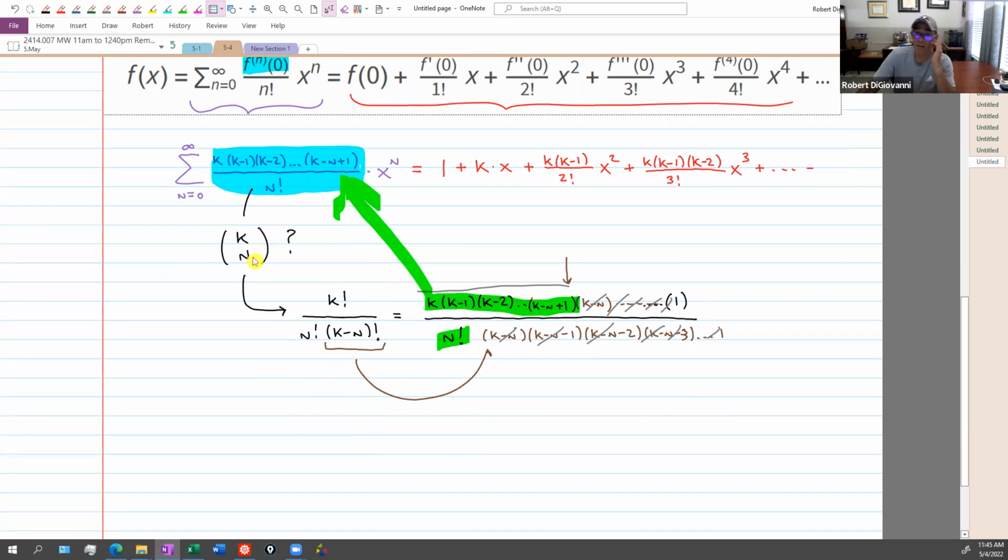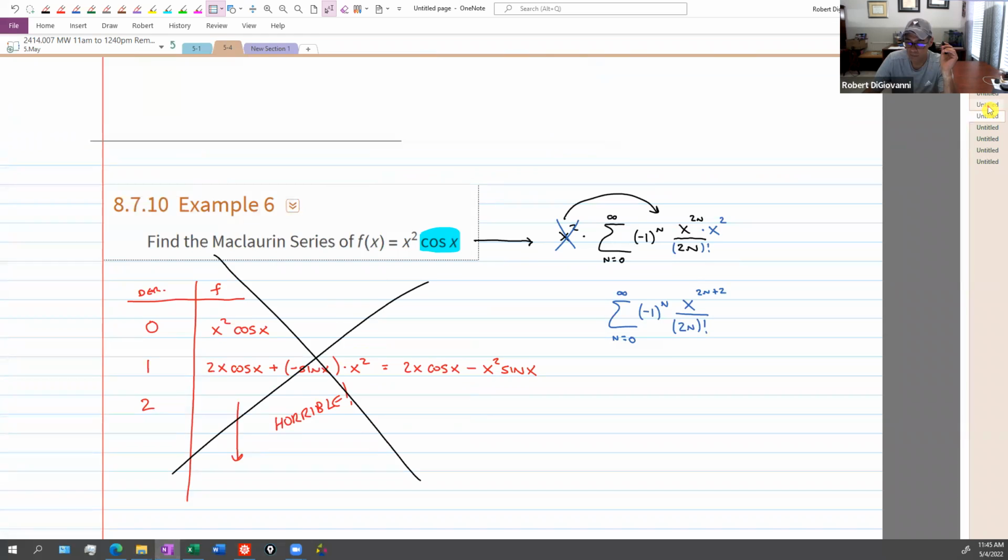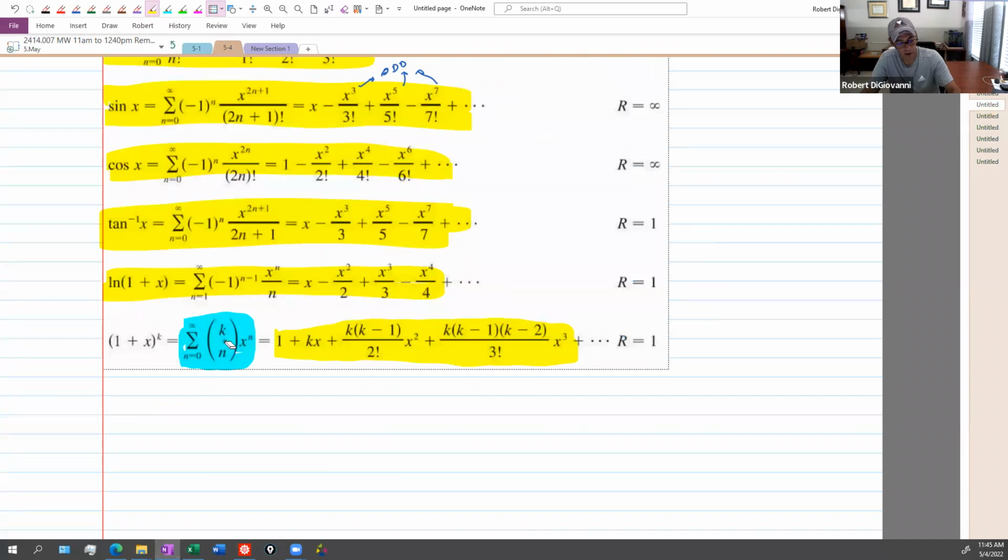Now, let me show you this, okay? This is going to maybe blow you away. I don't know, hopefully it will blow you away a little bit. We have now established the table, okay? We have everything now, right? So we know the Maclaurin series for 1 plus x to the k. So check this out, this is pretty cool.